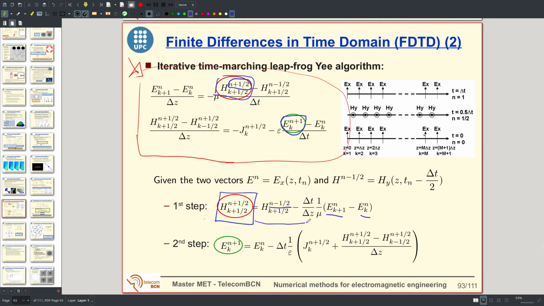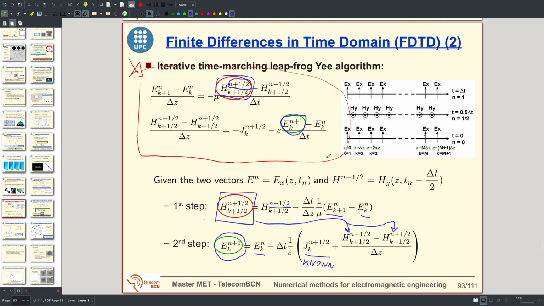Then we use this magnetic field here at time n plus 1/2, and we also use the excitation. The excitation is a function of time that is known at all time samples. So this is known. This is the excitation. Then we also know the electric field at time n, because I started saying that we know the solution at time n and earlier, and therefore we can compute the electric field at time n plus 1.